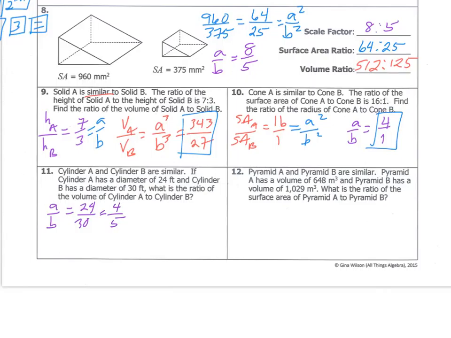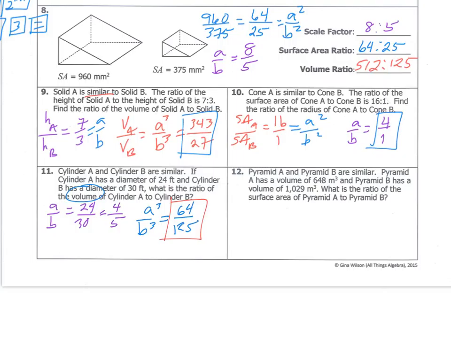If I want to find volume, what is that? Is that A squared to B squared, or is that A cubed to B cubed? All right, so we have to find A cubed to B cubed. So what is 4 cubed? 64. And 5 cubed? 125. And that's your answer, 64 to 125. And you can write it as a fraction or as a colon, it really doesn't matter to me.